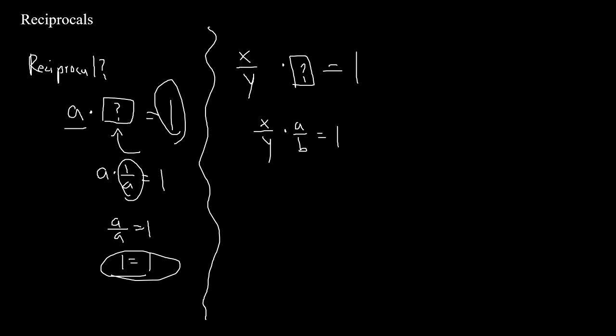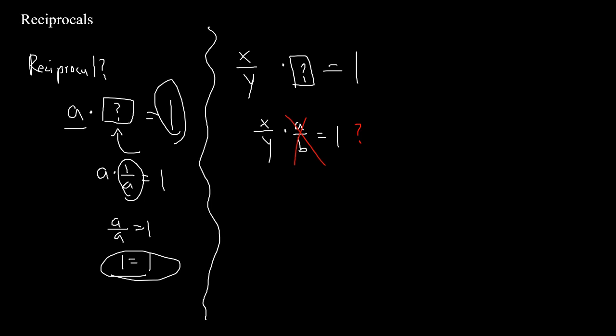How can we be sure that this is equal to 1? Do we know? a over b could be any number, and x over y could also be any number. There's a chance that a over b would make this entire thing equal to 1, but we can't be certain. So a over b wouldn't work.